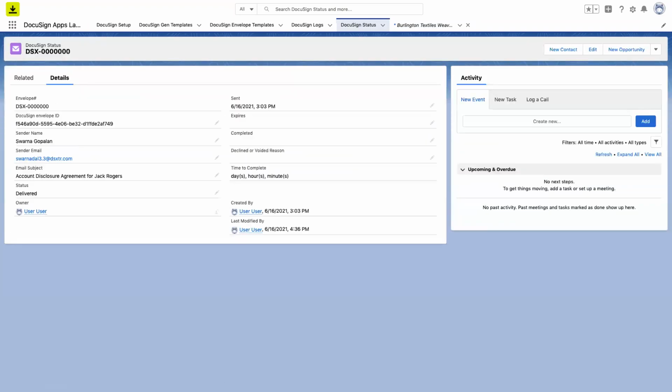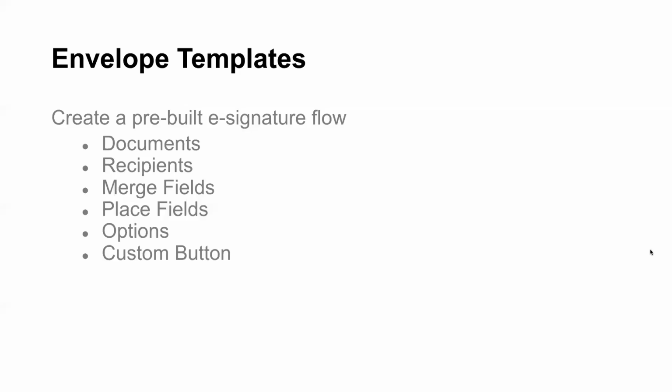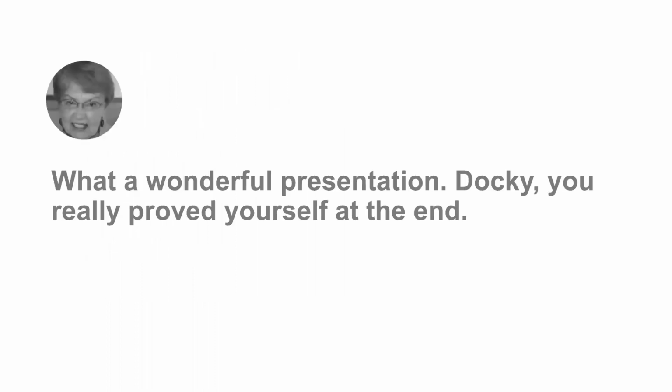Here, I'm going to switch to the other screen. New share. Cool. Do you see Lauren? Do you see the demo screen now? The blue screen? I do indeed. All right, cool. All right, so yeah, that was envelope templates, documents, recipients, merge field, place field, options, and custom button. That's from the flow. Kathy, you still with us?